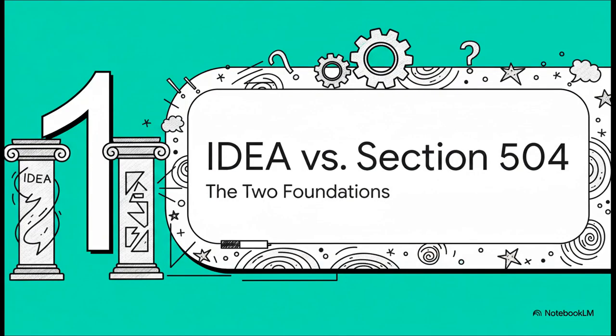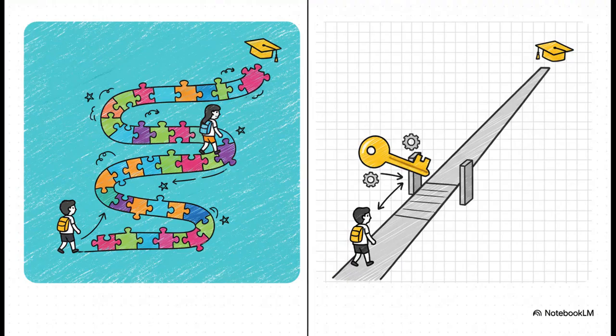Okay, to really get a handle on this, you've got to start with the two major federal laws that everything is built on. Think of them as the two main pillars holding up the entire world of special education support. Honestly, it all boils down to this one simple but absolutely crucial difference. On one side, you have IDEA, the Individuals with Disabilities Education Act. I want you to think specialized instruction. This is about creating a uniquely tailored educational program.